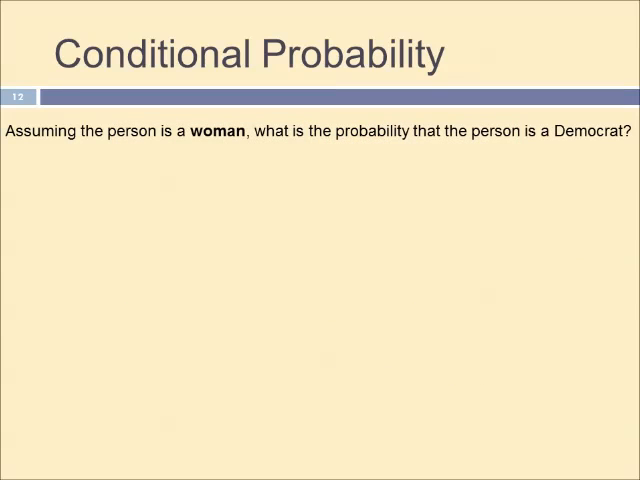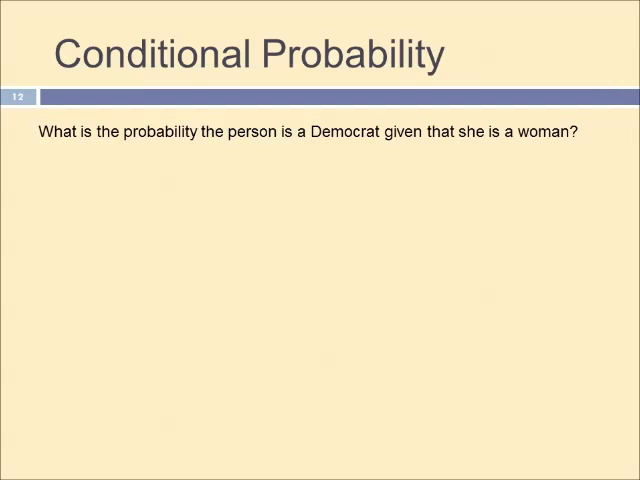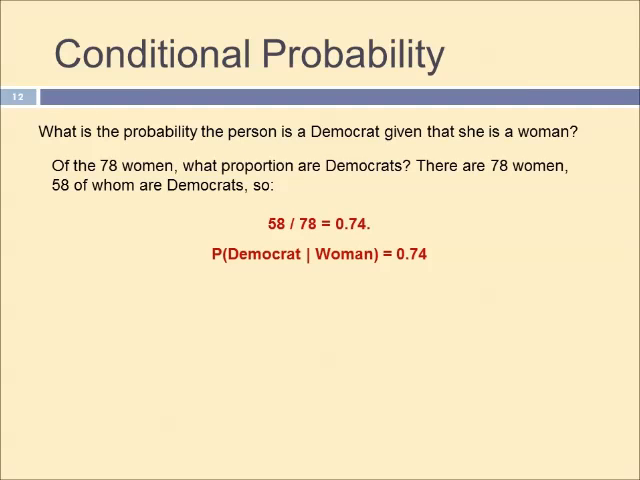In the first problem, we asked, assuming that the person is a woman, what is the probability that the person is a Democrat? This is the same thing as asking, what is the probability the person is a Democrat, given that she is a woman? So again, we get the calculations, and in this case, we can write this in the notation shown here: the probability a person chosen is a Democrat, given that the person is a woman.